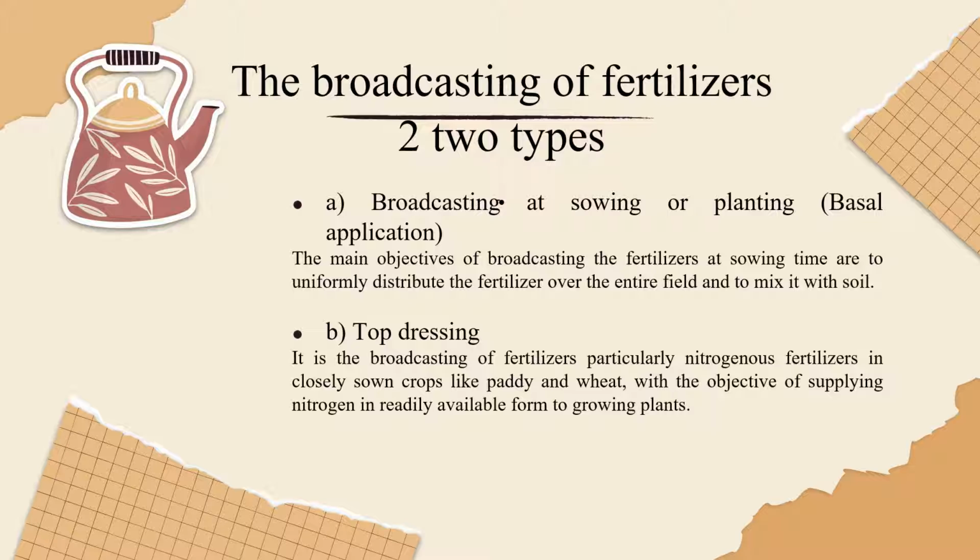There are two types of broadcasting of fertilizers: broadcasting at sowing or planting, called basal application, and top dressing. The main objectives of broadcasting the fertilizers at sowing time are to uniformly distribute the fertilizer over the entire field and to mix it with soil. On the other hand, top dressing is the broadcasting of fertilizers, particularly nitrogenous fertilizers, in closely sown crops like paddy and wheat, with the objective of supplying nitrogen in readily available form to growing plants.